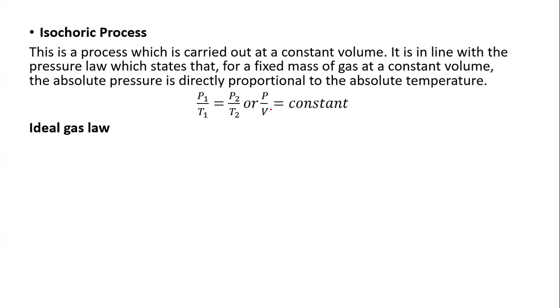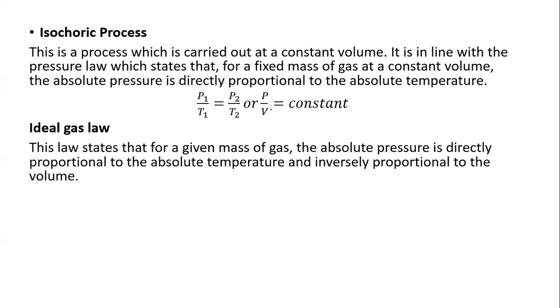In the ideal gas law, we are combining all those processes we've referred to. For a given mass of gas, the absolute pressure is going to be directly proportional to the absolute temperature and also inversely proportional to the volume, giving us this master equation. In other words, P1 V1 over T1 is equal to P2 V2 over T2. The shortened version is PV over T equals constant.